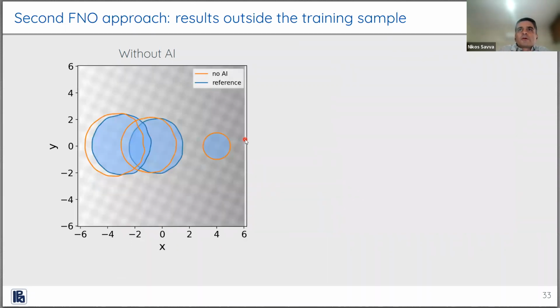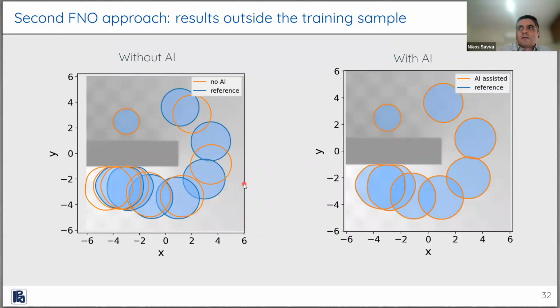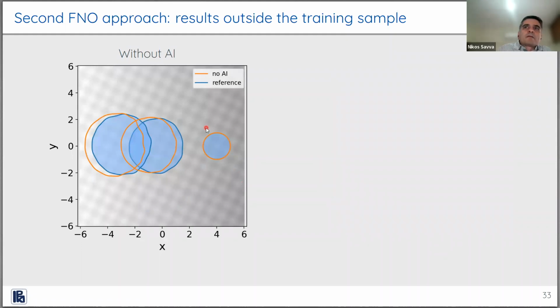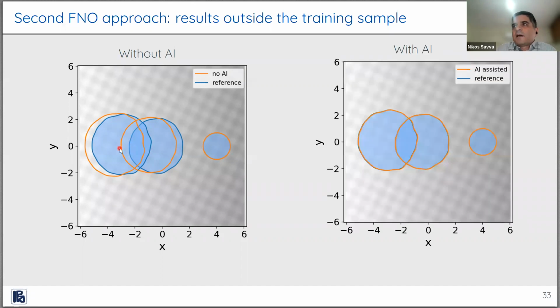Again, that's another example, where we have a gradient which is unseen in the training part. So none of these cases were seen in the training phase. We have a droplet that migrates towards the left, and we have also a checkerboard pattern to make things a bit more interesting. And again, we see that as time goes by, the surrogate model without the AI becomes progressively worse. But if we add the AI, we recover very good agreement.